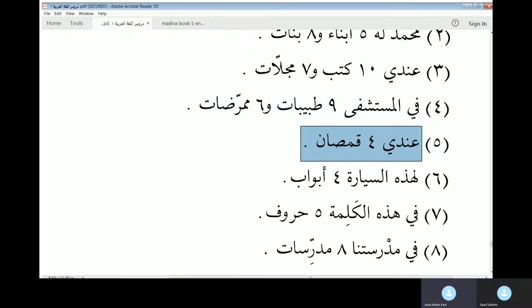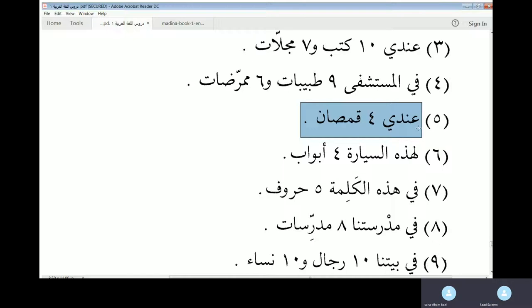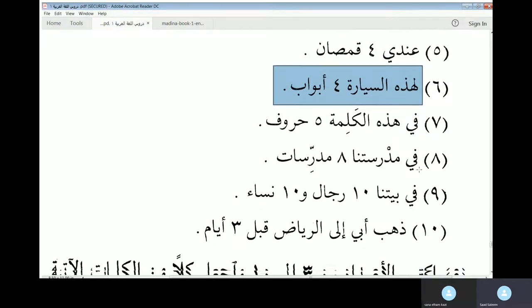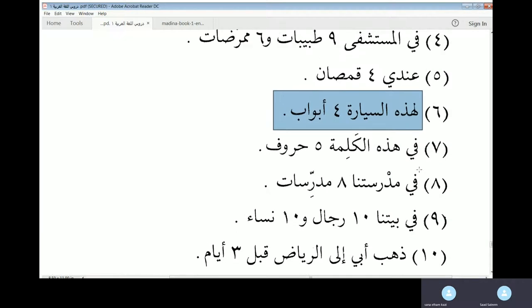Indi arba'atu qumsanin. I have four qamis, shirts or dresses. Yes, I have four shirts.